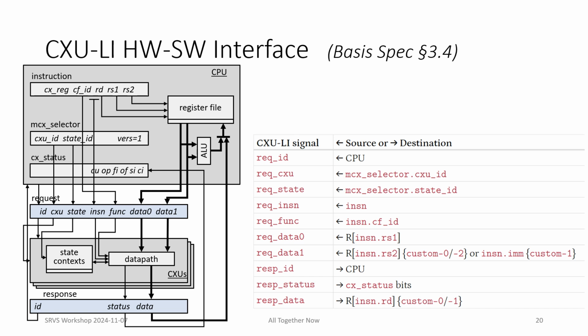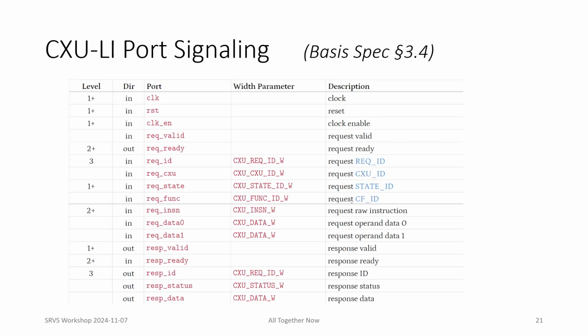Request data 0 and data 1 come from the integer register file or an immediate value. Response ID is just the request ID. Response status is merged back into the CX status CSR, and response data is written back into a destination register. This single table summarizes all the CXU-LI request and response port signaling across all feature levels.